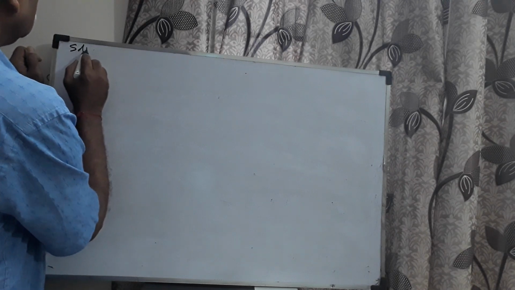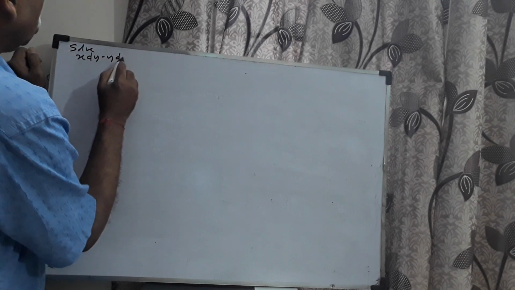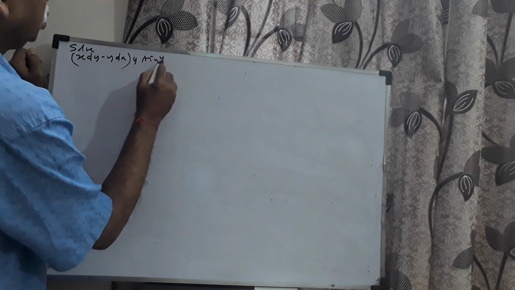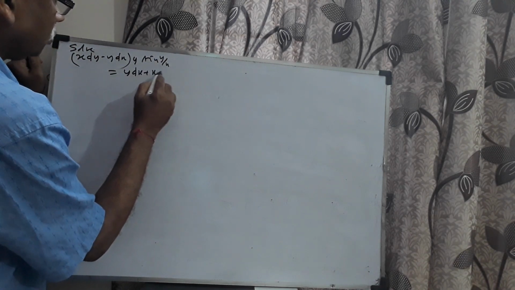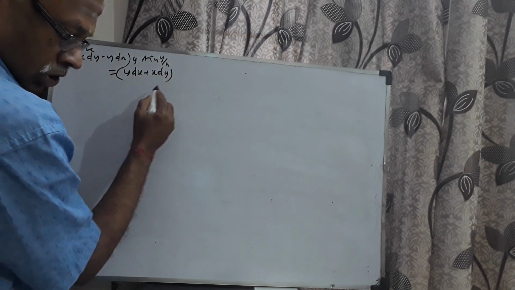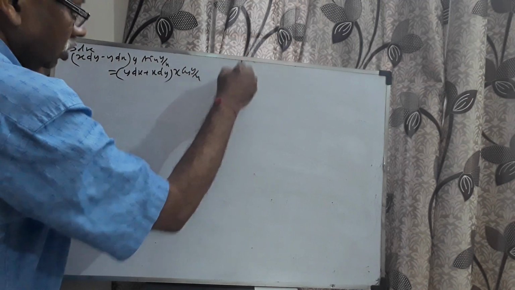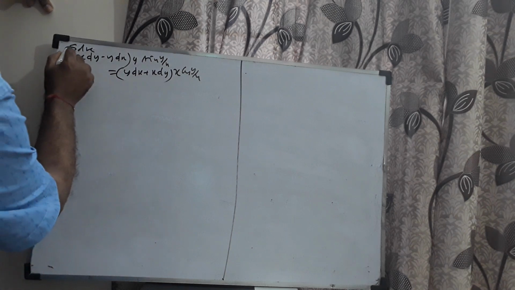Now, next one goes like this. Next one is again, solve x dy minus y dx times y sin y by x is equal to y dx plus x dy times x cos y by x. This is a question given to you. I am not going to write the question. I am going to start with the answer.